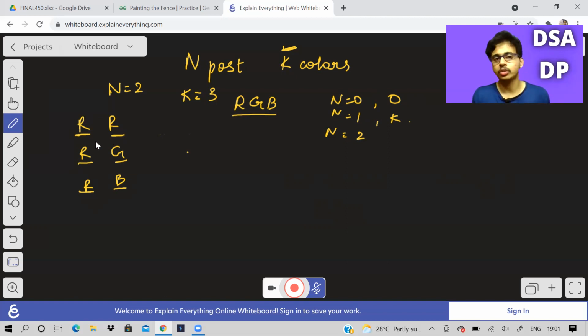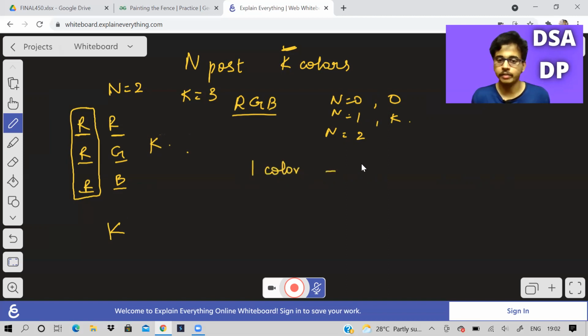What did I want to show you? If I fix one color, then I have k options. So for k colors, how many options do I have? If I fix one color, I have k ways. For k colors, k into k. So this is one way of understanding it.